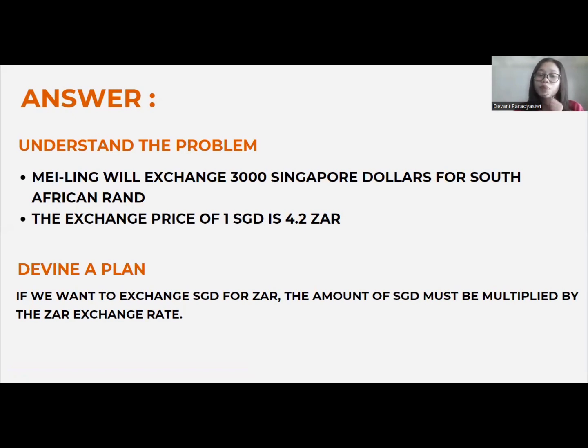For this problem, we define a plan to find the solution. The plan is: if we want to exchange SGD for ZAR, the amount of SGD must be multiplied by the ZAR exchange rate.